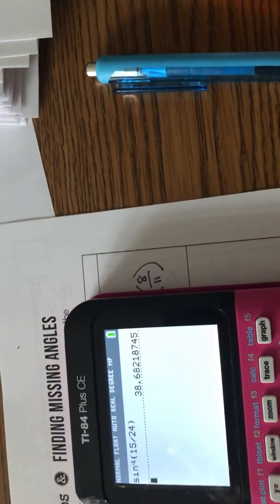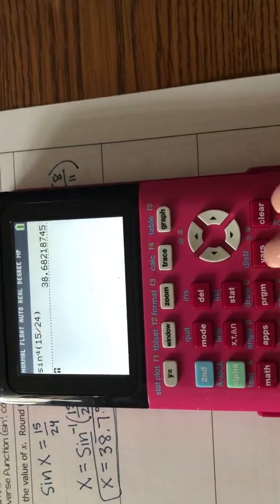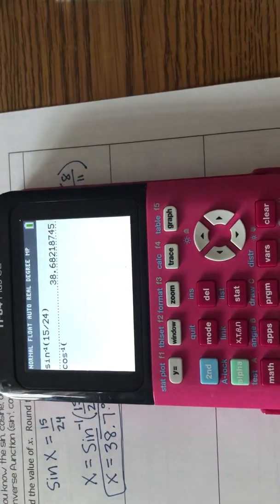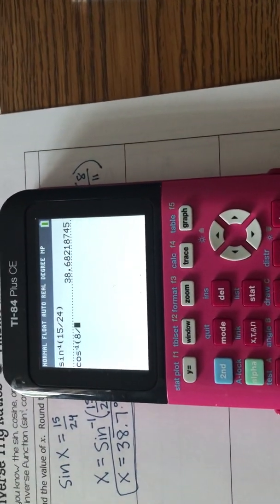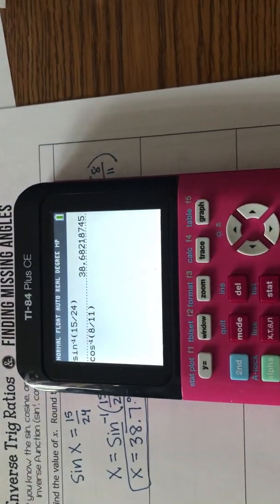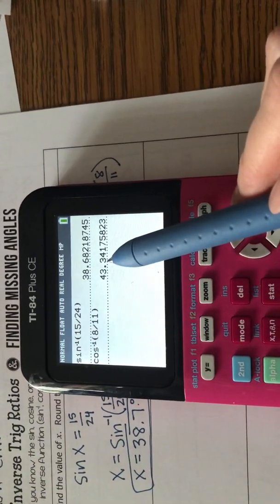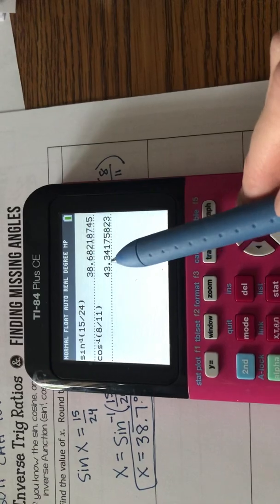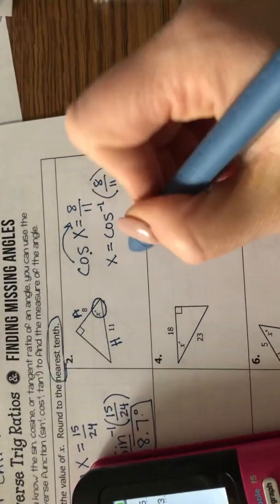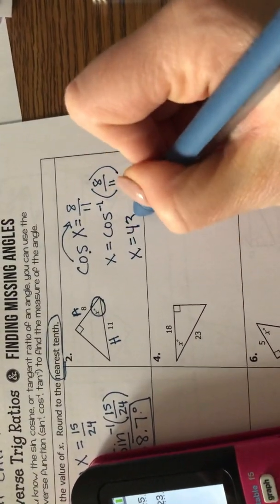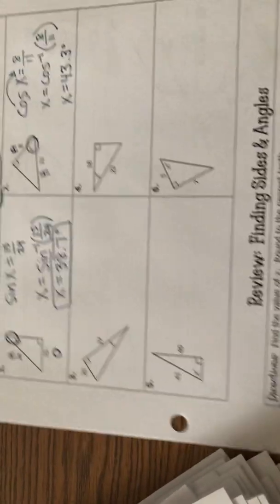So in your calculator, you would do second cosine 8 divided by 11. Enter. So this 4 is going to make the 3 stay at 3. So this angle is 43.3 degrees. X equals 43.3 degrees. I want you to try the rest of these with your group.